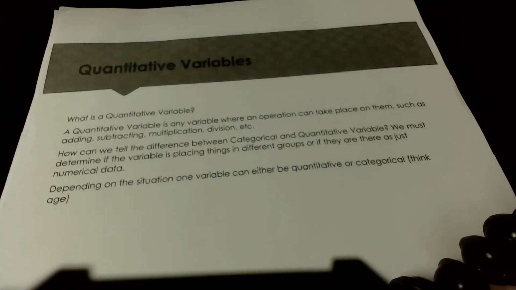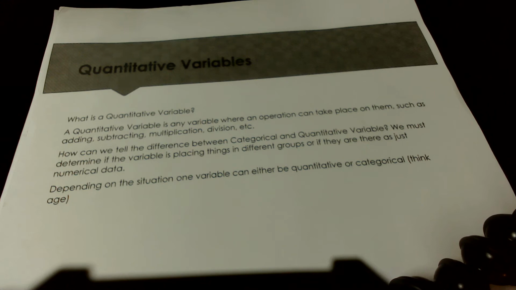Okay, so what's a quantitative variable? A quantitative variable is any variable where an operation can take place on them, such as adding, subtracting, multiplying, and division, etc. For the statistics portion of this, we're probably going to basically stick to averages.